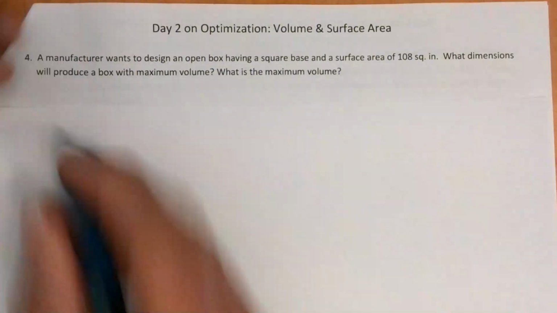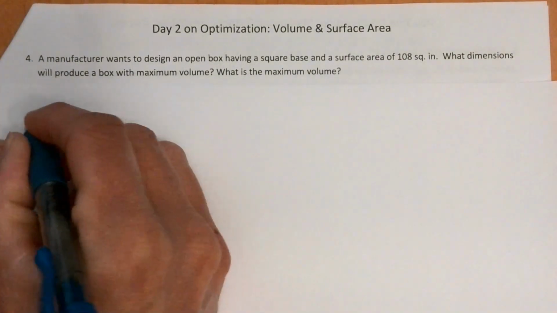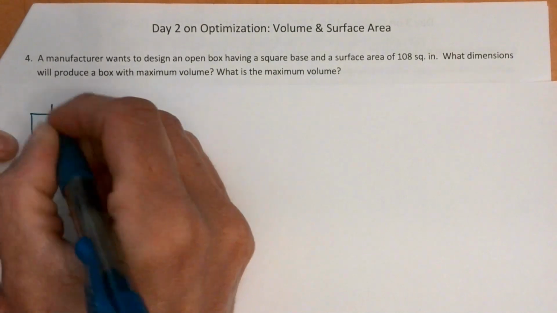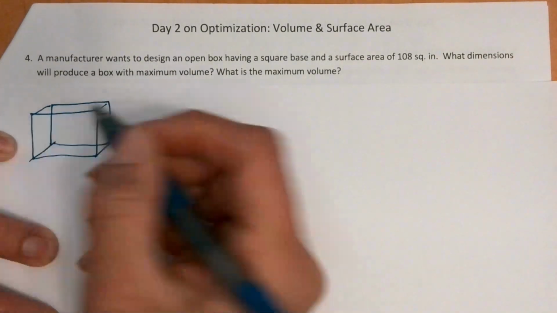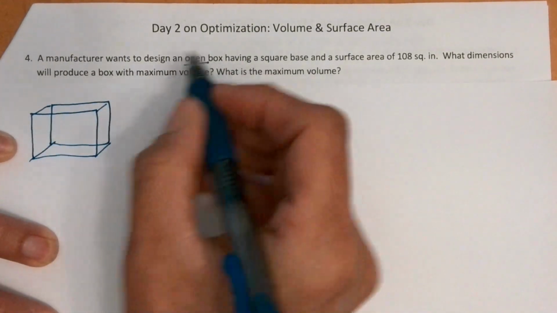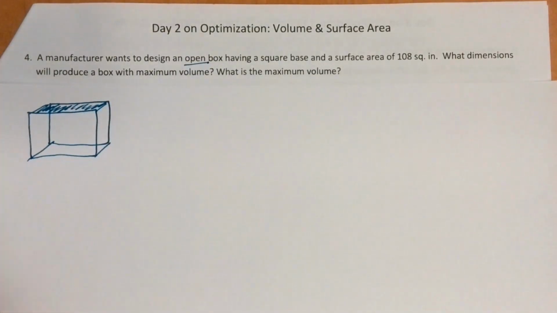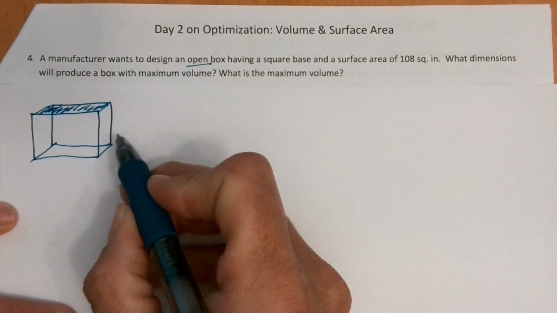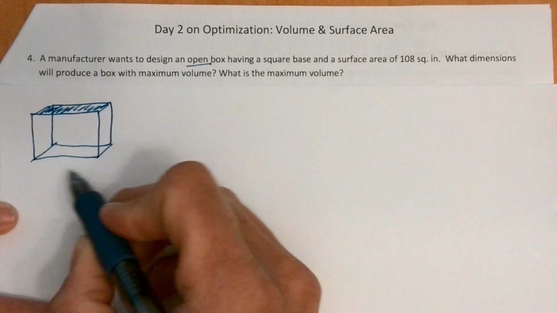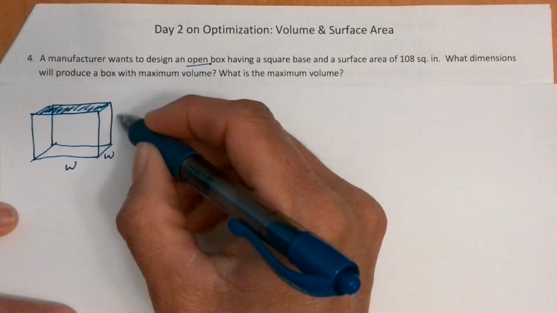So the first thing that we are going to do is sketch a picture of this open box. So I'm going to draw a rectangular figure, and the one thing they tell us is that it is actually an open box, which means it does not have a top. And they tell us that it has a square base. So with any rectangular prism, we usually have 3 dimensions: length, width, and height, but because the base is square, we'll call them both the same thing. So instead of length and width, I'll use width and width, and then we'll call this the height.